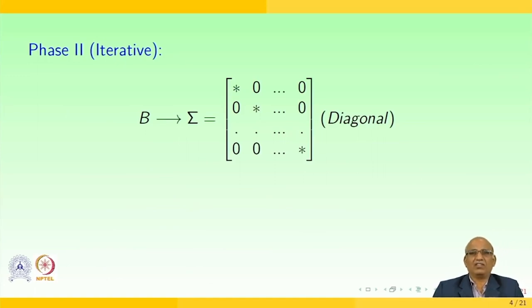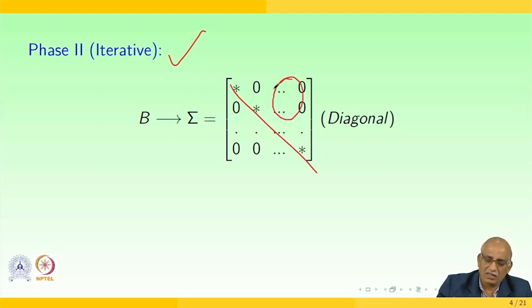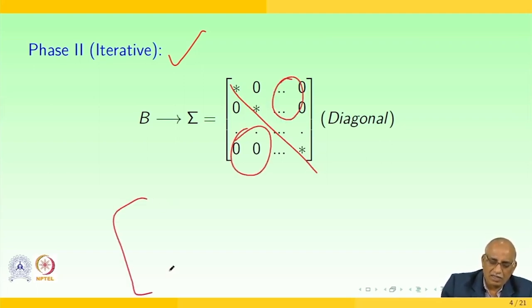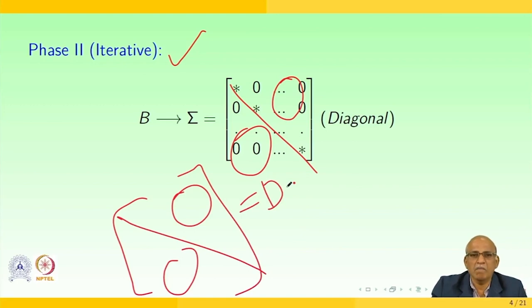In the second phase, what we do is iterative. In the second phase it is iterative. So, B tends to sigma, where sigma is diagonal, and these are all zeros. So, that means it is something like the main diagonal, and everywhere else the entries are zeros. This is what is called a diagonal matrix. This is phase 2.